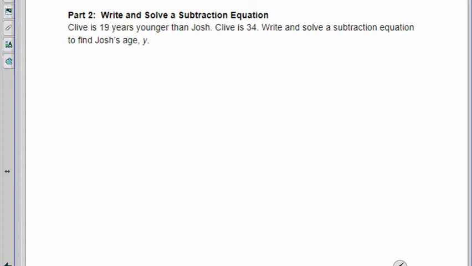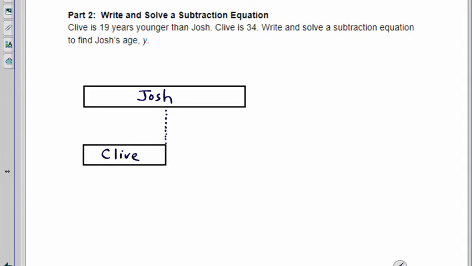All right, let's look at this another way. Clive's 19 years younger than Josh. Clive is 34. Write and solve a subtraction equation to find Josh's age, which we'll call y. Let's do a bar model. All right, here's the basics. Clive is younger than Josh. How much younger? Well, he's 19 years younger, so I'll label there. Josh is y years old, the mystery age. And we know that Clive is 34 years old.